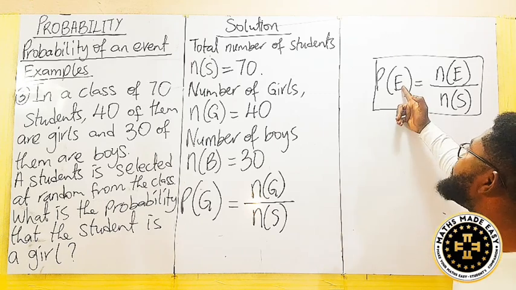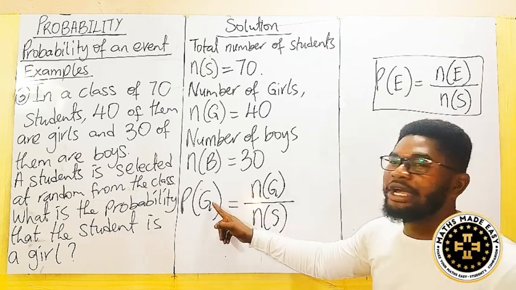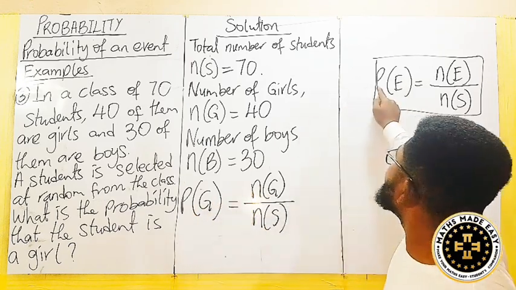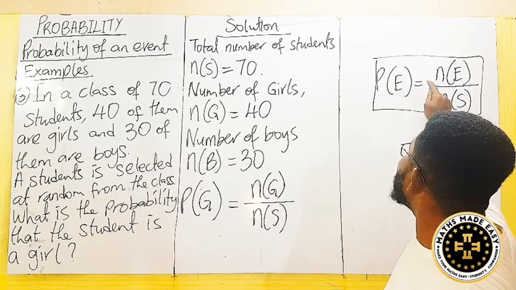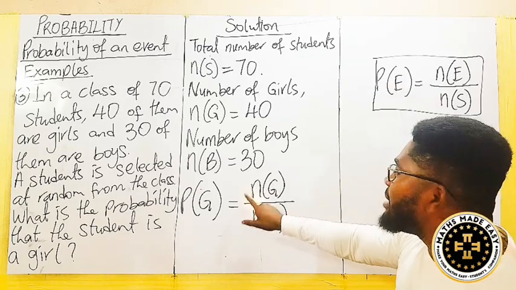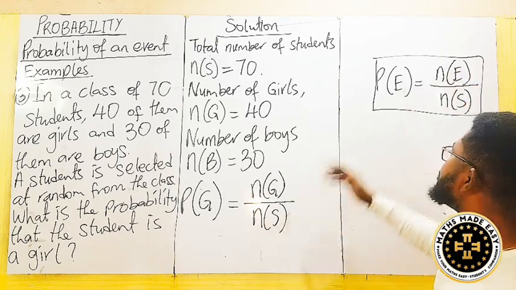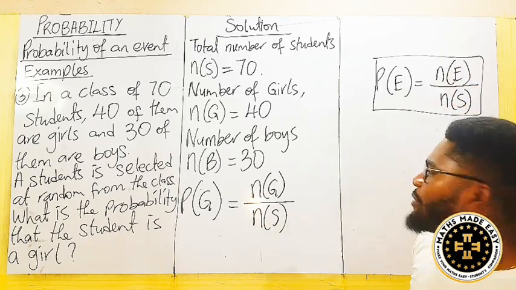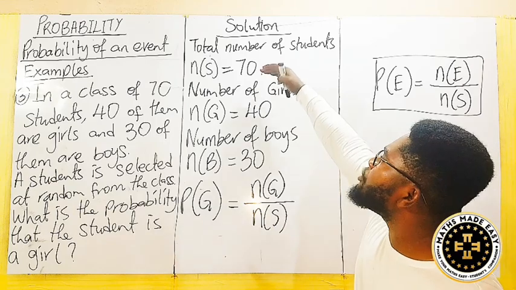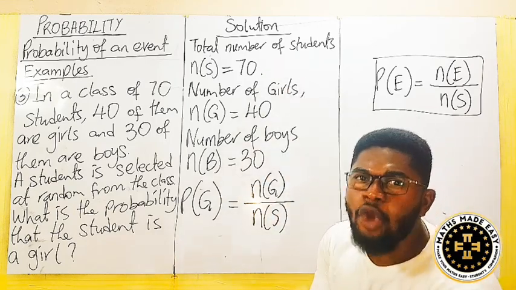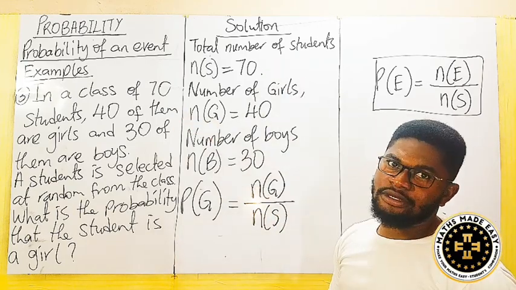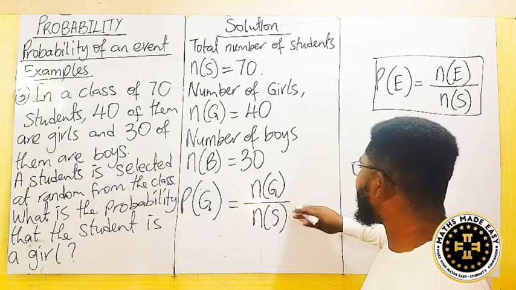But here we know the event is girls, so I use G for girls. So P of G represents P of the event, and the equal sign will come. Number of girls represent number of the event, and then number of sample space. The reason why sample space is always there is because the sample space becomes a total number, which is still a constant, always given in the question. Are you getting it? So now let's put the answers there.